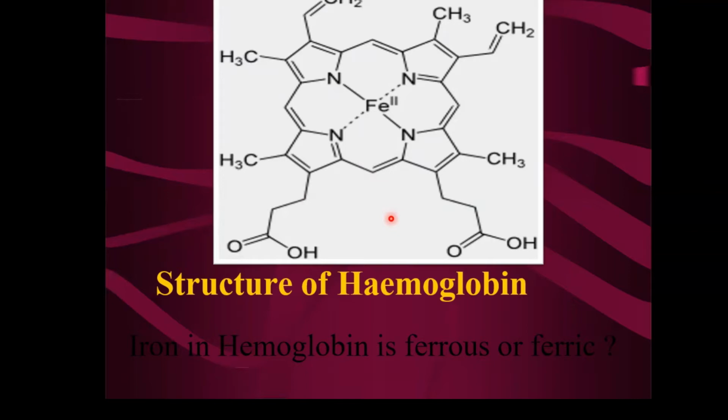Now the question arises, a very interesting question: why is iron in hemoglobin ferrous and not ferric? The reason is that there are 4 bindings with the protoporphyrin ring on the 4 corners, while one binding occurs to the histidine, that is, the globin protein. So it means that one is free to bind to oxygen or carbon dioxide respectively.